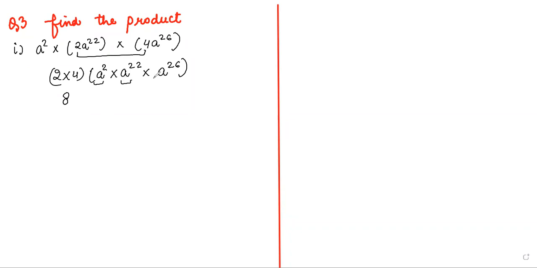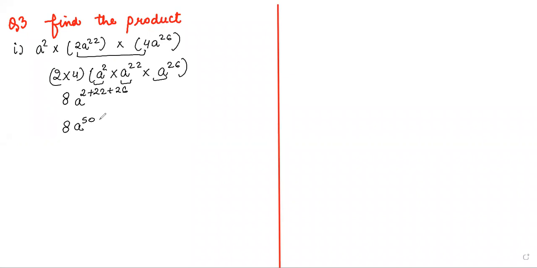Base is a, which is same, and powers are different but in multiplication, so we can add the powers. So 2 plus 22 plus 26. So 8a raised to the power 2 plus 22 plus 26 is equal to 50. So on multiplying a square into 2a raised to the power 22 into 4a raised to the power 26, we get 8a raised to the power 50.